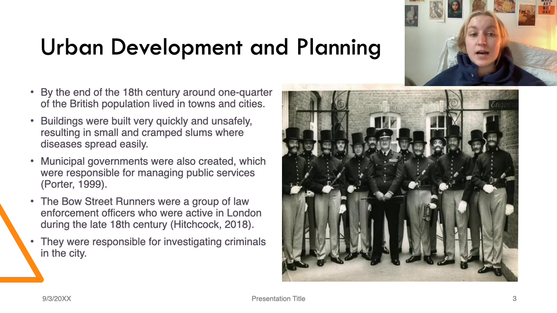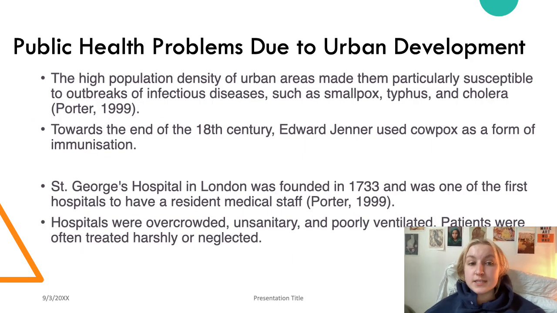The mayor would require housekeepers to keep streets clean and would impose fines if this was not carried out. Municipal governments were also created, which were responsible for managing public services such as water supply, sanitation, and law enforcement. The Bow Street Runners were a group of law enforcement officers who were active in London around the 18th century. They were responsible for investigating and apprehending criminals in the city. The Bow Street Runners were highly effective in their work, and they played a significant role in the development of modern policing in Britain.